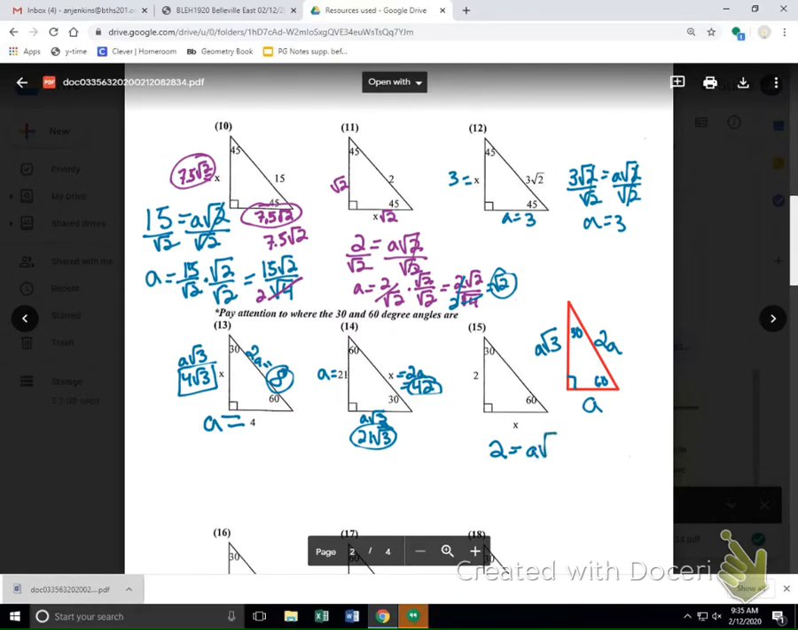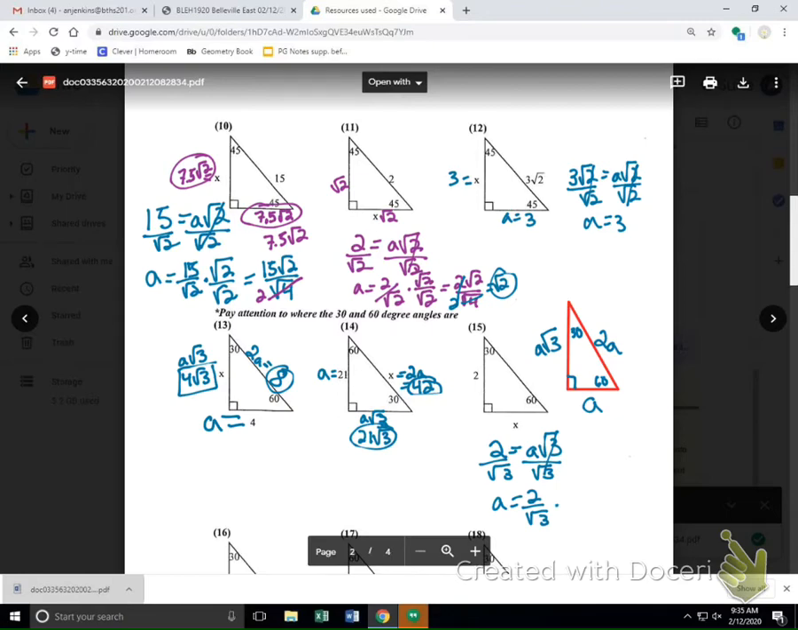A square root of 3. We've got to get a by itself, so we're going to divide by the square root of 3. I get a equals 2 divided by the square root of 3. Can I leave it like that? Nope. What do I got to do?